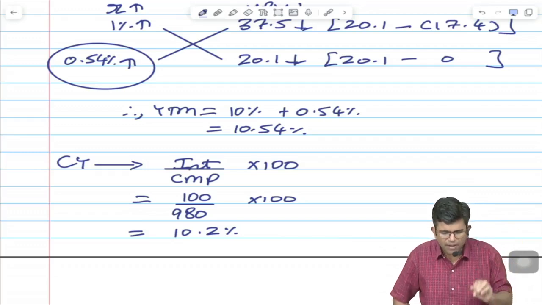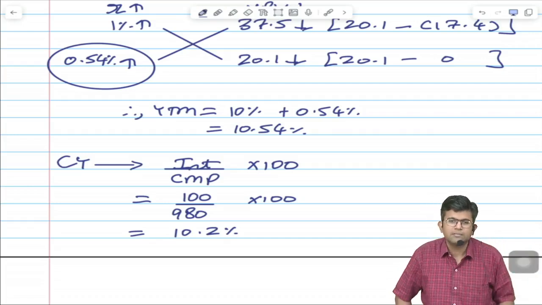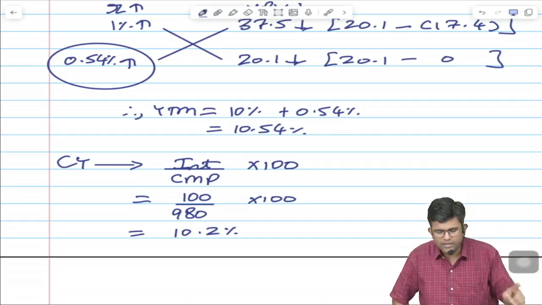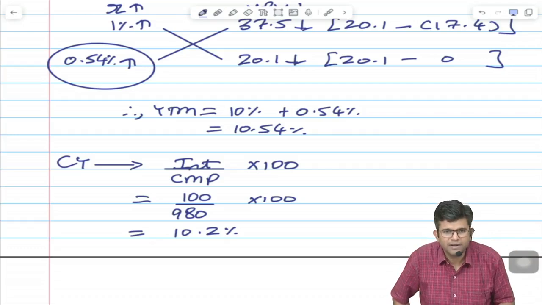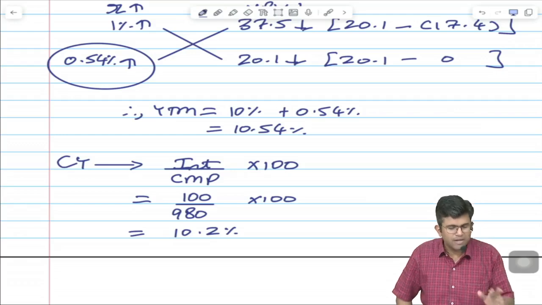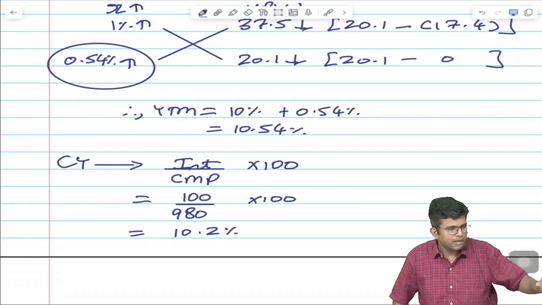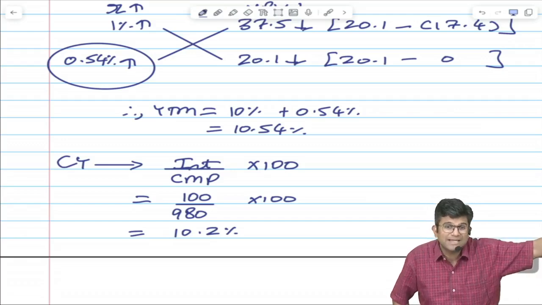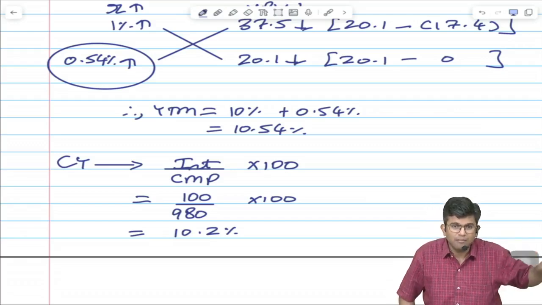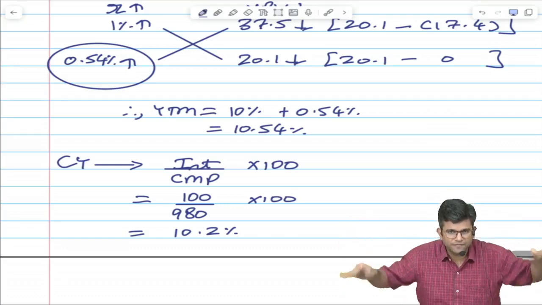Sandeep, if you buy this bond at 980 and you hold it till maturity, can I say you will generate 10.54% per annum YTM return, IRR? Correct? Okay. But now what happened? In the bond market outside, the interest rates fell.